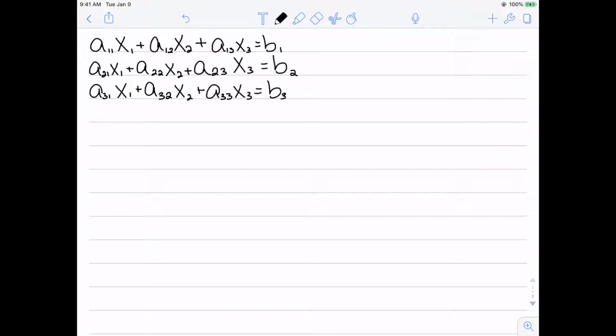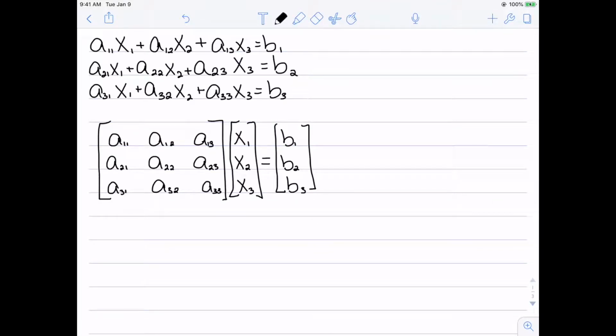We're going to look at how a matrix inverse and a system of equations might relate to each other. Let's start by considering this general system of three equations with three unknowns. We can actually rewrite these in terms of matrices.